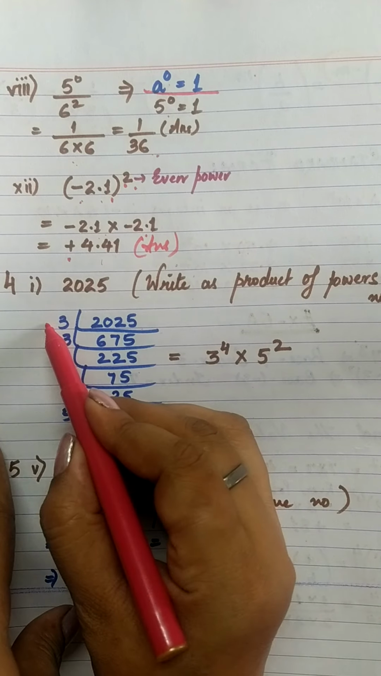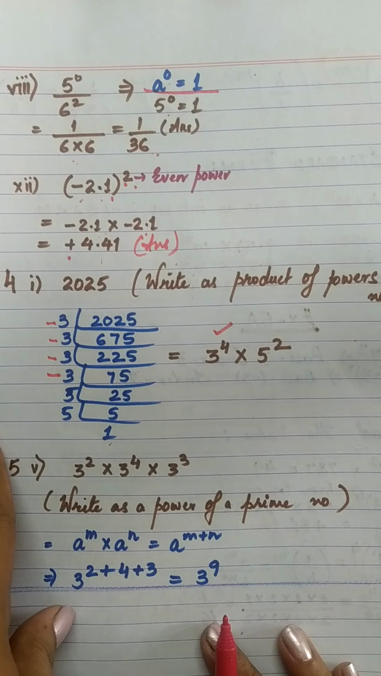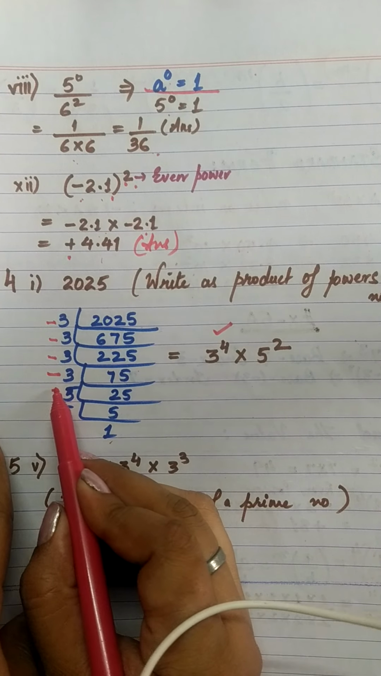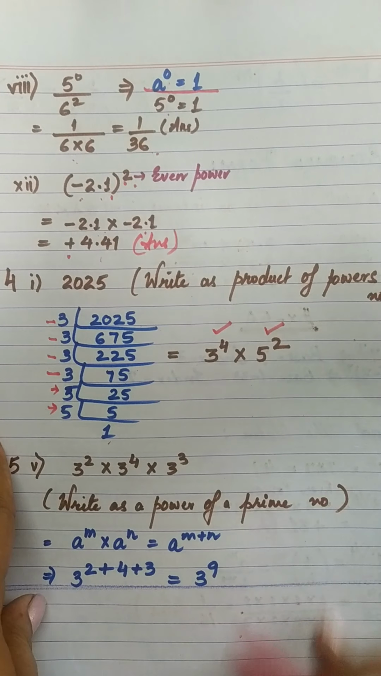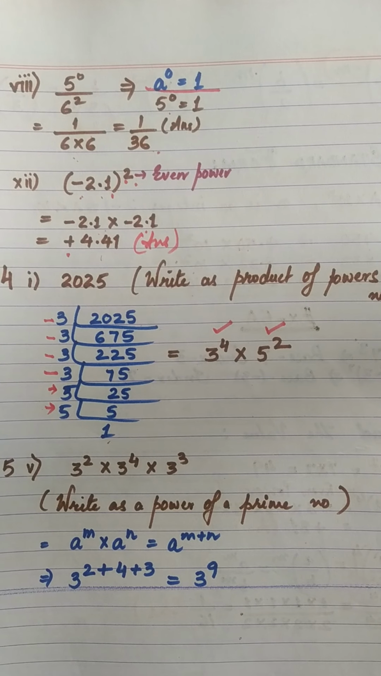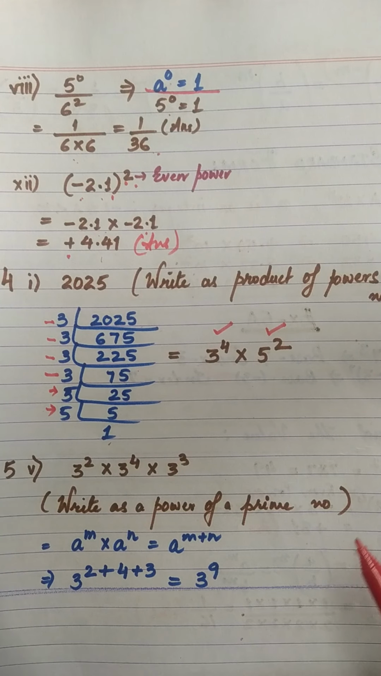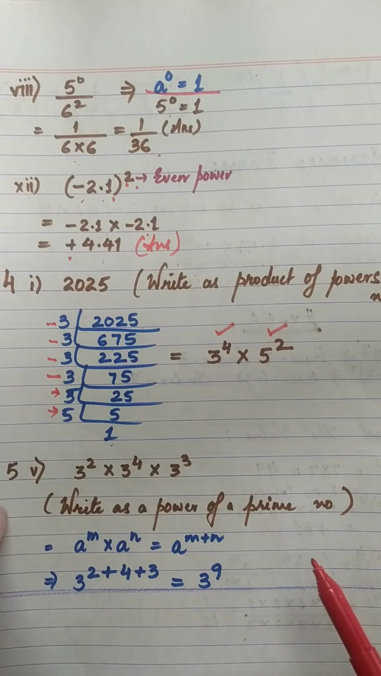So I got 1, 2, 3, 4. So 3 to the power 4. Then 5 to the power 2, because 2 times. So in order to write it in the form of exponents, we will write it 3 to the power 4 into 5 to the power 2. So you are going to find out the prime factors and do it in this way.